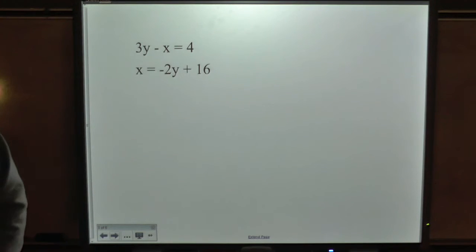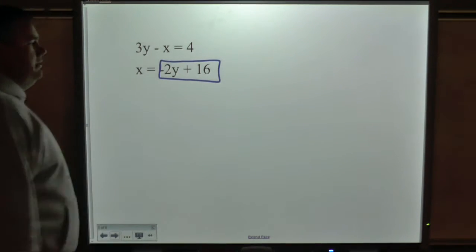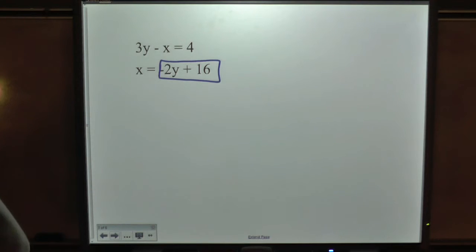Alright, next one then. This is one that confuses people on occasion. We'll kind of go through this one. When we look at this, you're looking for an equation that has a variable that's been solved for. The variable's by itself. The idea is that this x is by itself, so the value of that x is negative 2y plus 16.